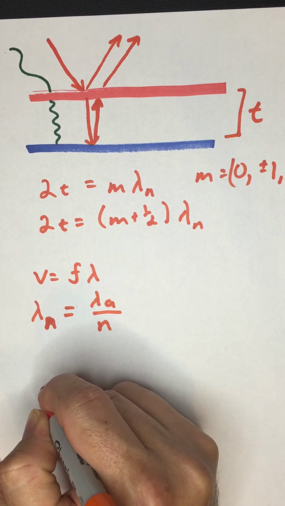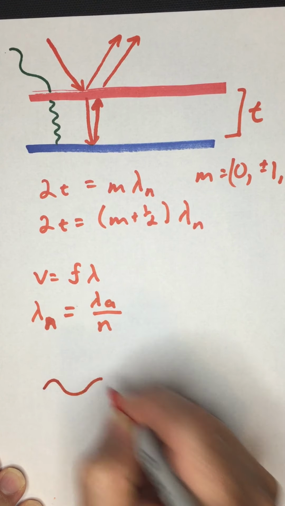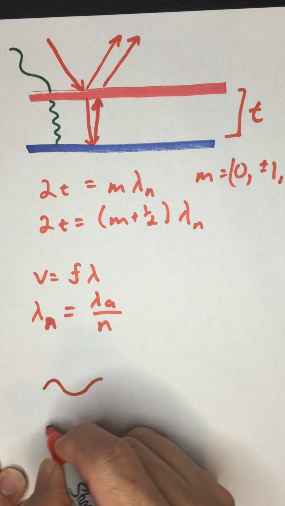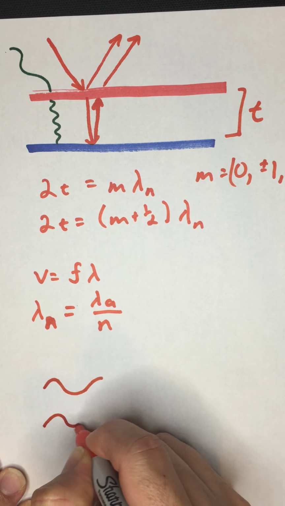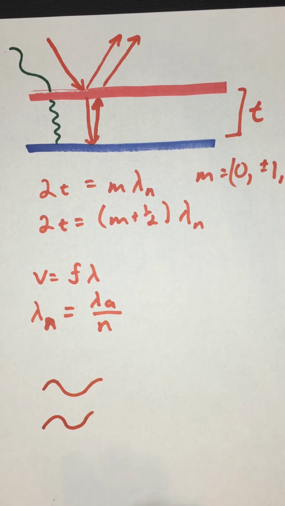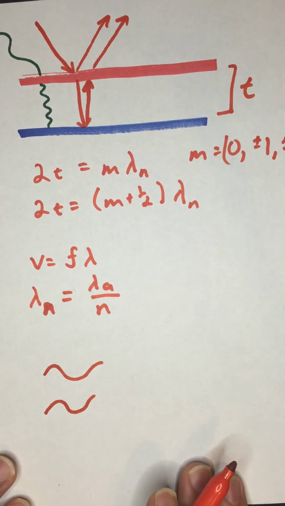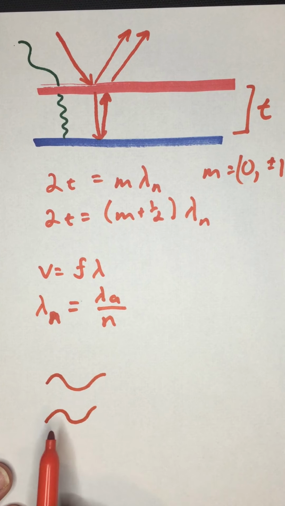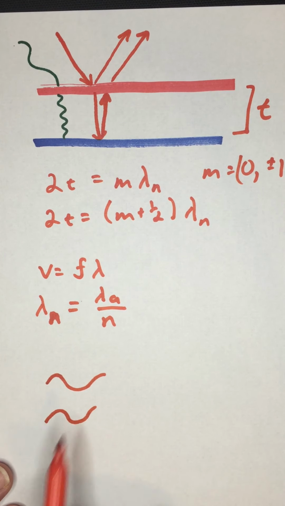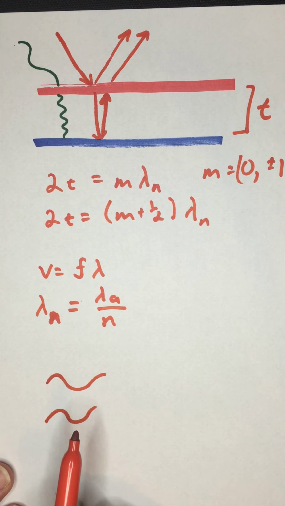If I have two waves propagating through some medium, and those waves look like this, we know what's going to happen. Here I'm going to get constructive interference. The peaks will add together, the troughs will add together, so I get constructive interference from this particular wave.